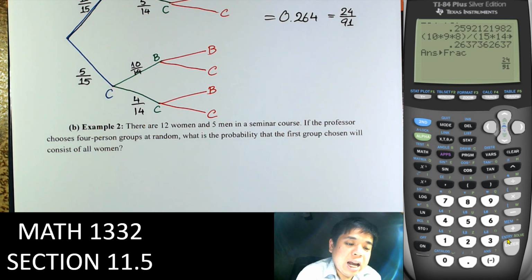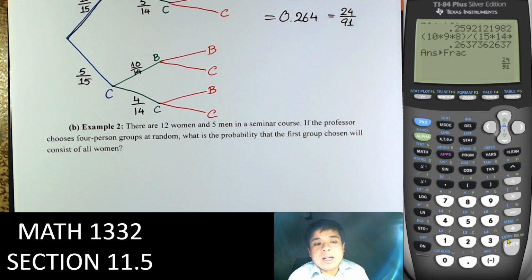There are 12 women and 5 men in the seminar course. The professor chooses a 4-person group at random. What is the probability that the first group chosen will consist of all women? Now, interesting. How do we do something like this?